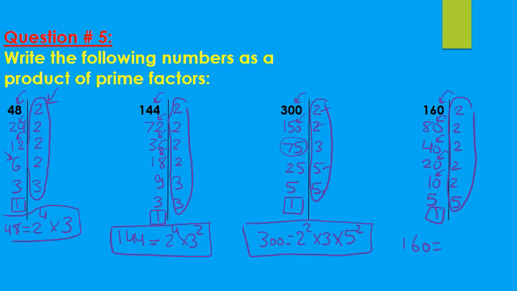The prime factors of 160 are, let's count how many 2's we have. 1, 2, 3, 4, 5. So 2 to the power 5 times, because we have 5 one time, so we write 5. These are the prime factors of 160.